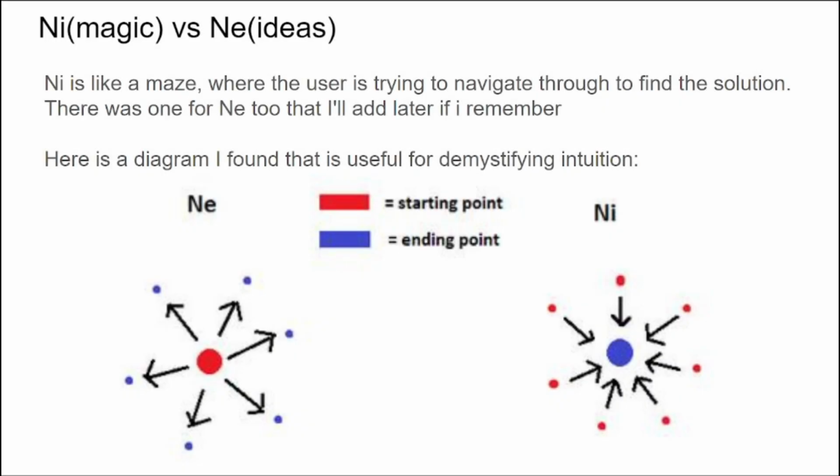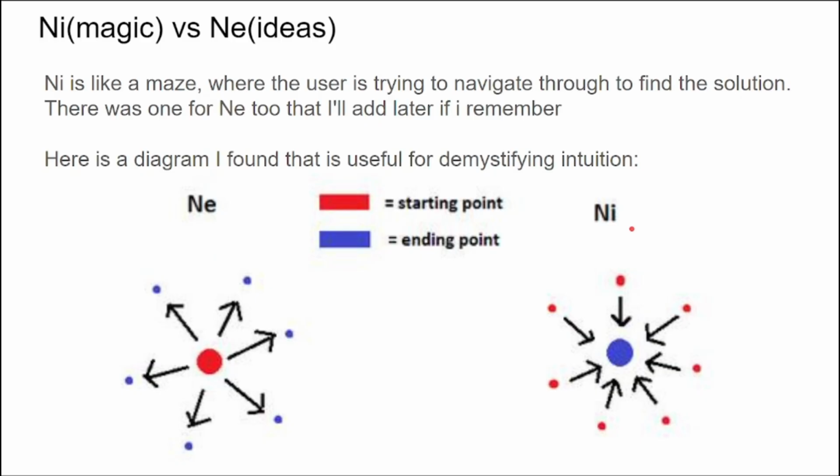But yes, this is quickly explaining another quick thing that NE and NI do. There's not as much text on the rest of the slides as the previous one. Don't worry. NI is like a maze where the user is trying to navigate through to find a solution. So it's looking for one solution. There was one for NE too. I'll add that later if I remember. I think I found this metaphor on Reddit, and there was one for NE, but I couldn't find it again, so that's not on here. But I think NE's been described pretty well.